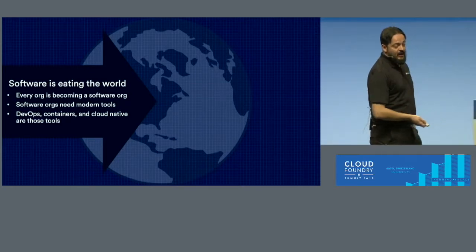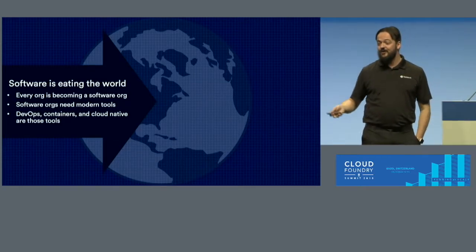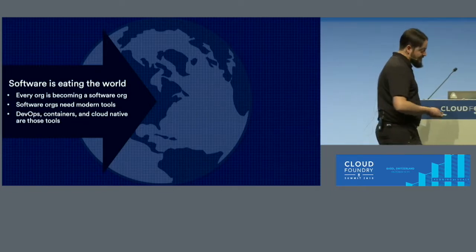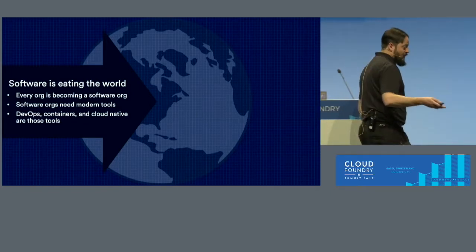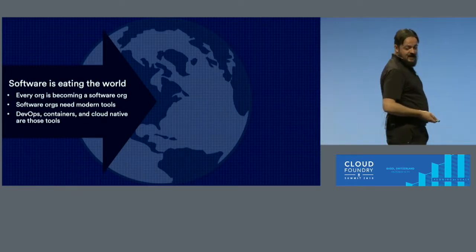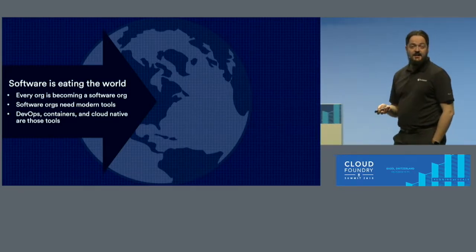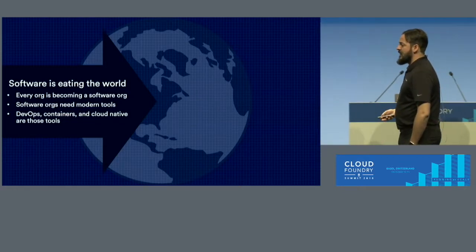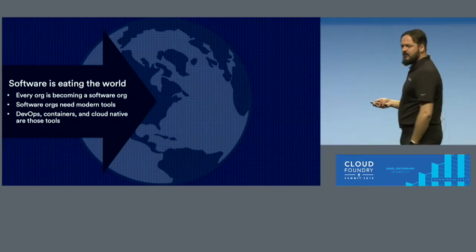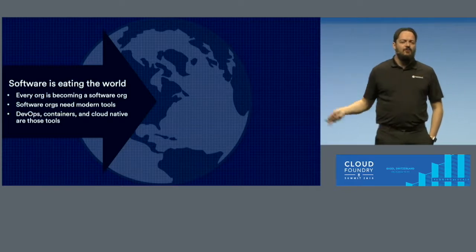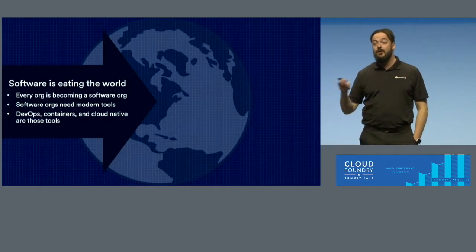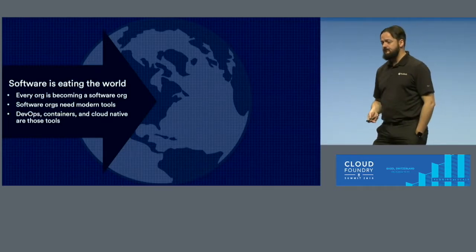I certainly never book any of my flights for coming here. It's all done online. It's how we order groceries, or it's how I order groceries. It's how we order birthday presents and Christmas presents. It's how we do all these different things. And of course, software organizations, they need modern tooling. Something I'll go into a few times, and I want to be very clear. There's nothing wrong with how we've done stuff. It's just we have an opportunity to make things better.